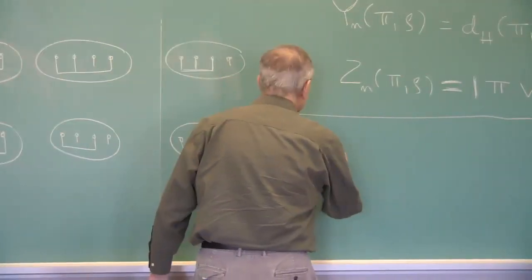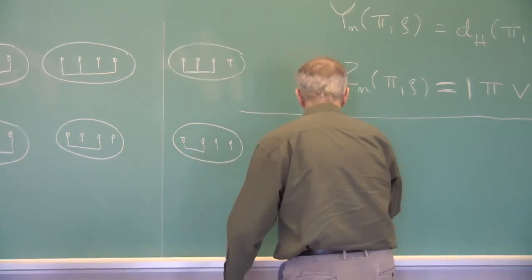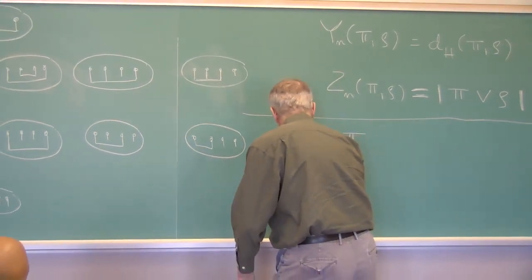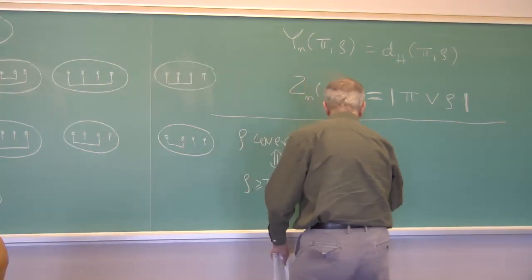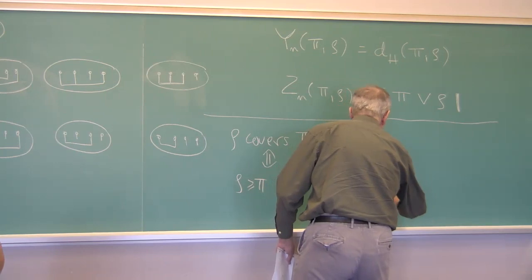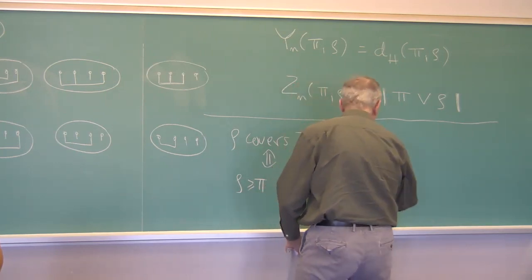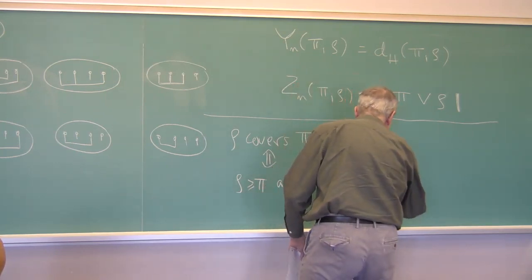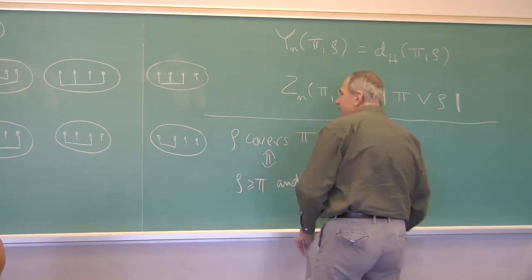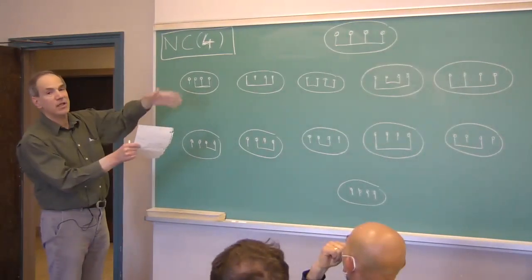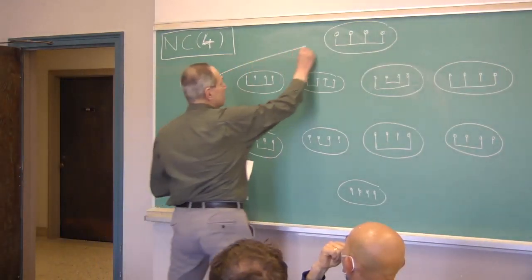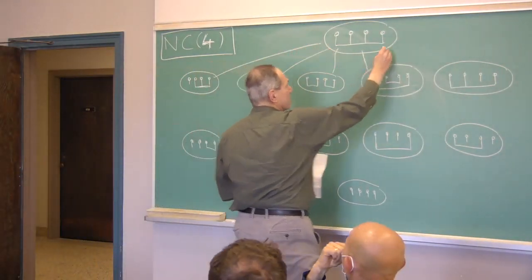Rho covers pi. This happens precisely when rho is greater or equal pi. And if you look at the number of blocks, pi has one block less. No, pi has one block more. Okay, so to have a cover relation, you must take exactly one block of rho and break it exactly into two pieces, and then there is nothing which can be in between. So this is bigger than all these.